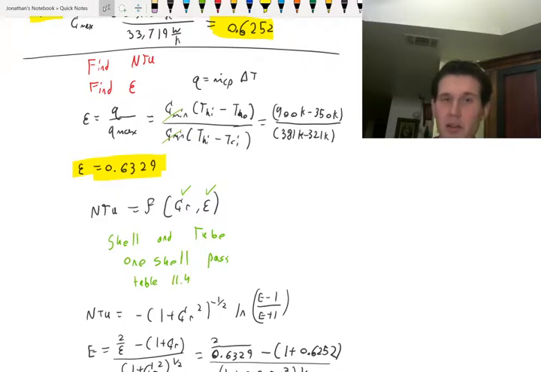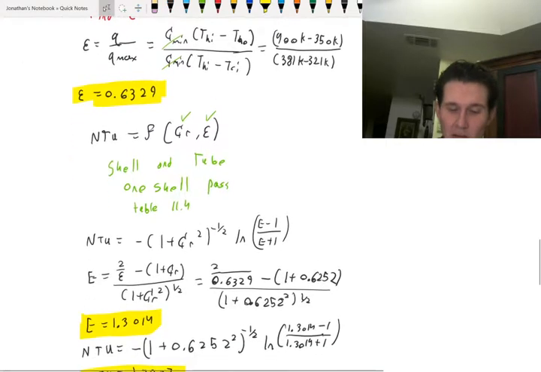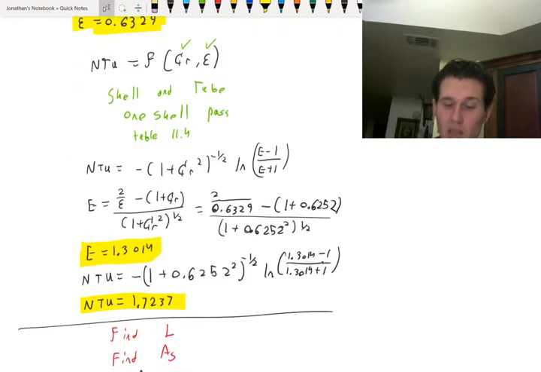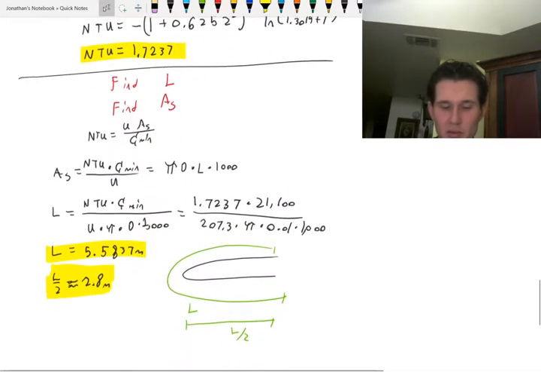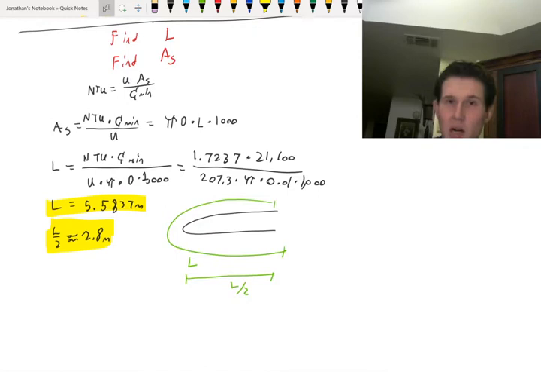So to calculate NTU, we need the effectiveness. Since we knew the maximum safe limit of the water coming in and going out, we were able to use that to find Q. Q max is equal to the maximum heat transfer that can happen. Found the effectiveness. We learned that NTU is a function of CR and effectiveness. We looked it up in table 11.4. We ran our numbers through. We got our NTU. End of the problem.